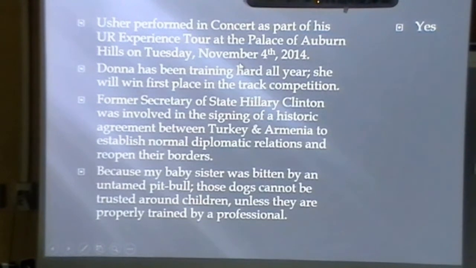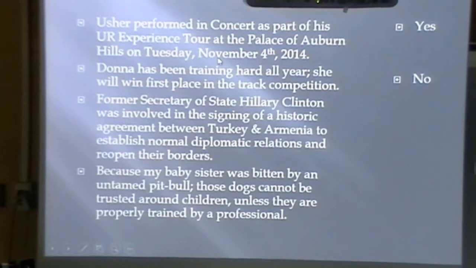Survey says no. Former Secretary of State Hillary Clinton was involved in the signing of a historic agreement between Turkey and Armenia to establish normal diplomatic relations and reopen their borders. Is this a yes or no? Okay, we're a little conflicted on this one. Some say yes, others say no, but the survey says this is a yes.